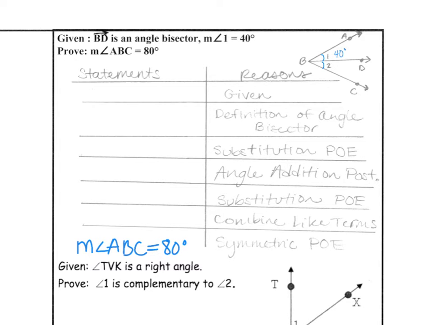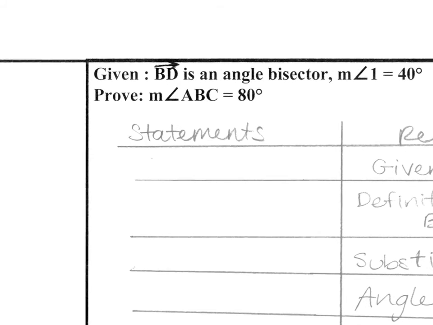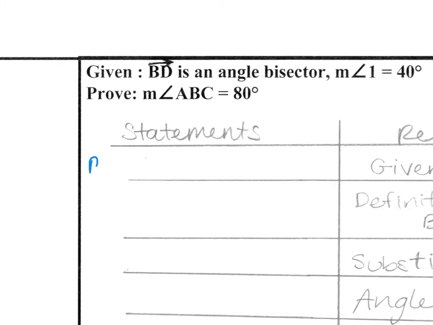So let's start by writing our givens. You have to copy them down exactly as you see them. So BD is an angle bisector. You cannot say the two angles are congruent yet. I know we marked it, but it is not given to us.